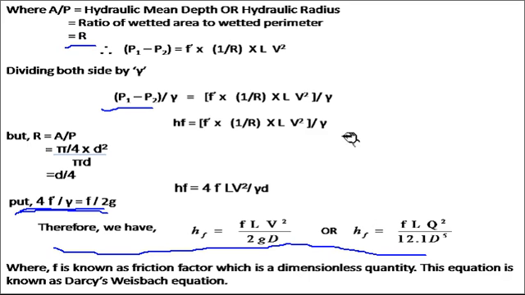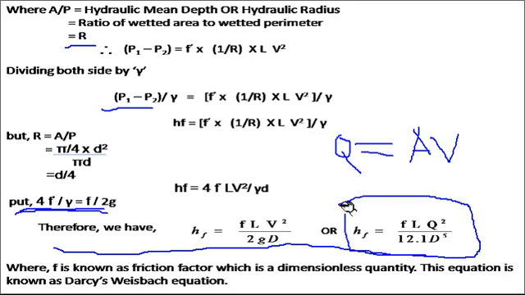We have the continuity equation Q is equal to A into V. Therefore, we will put the value of V from the continuity equation, and that value is Q by A. If I put the value of area again, it is pi by 4 into D square. If I put the value of G, we will have this equation HF is equal to FLQ square upon 12.1 into D raised to 5. This is the value of head loss in terms of discharge.